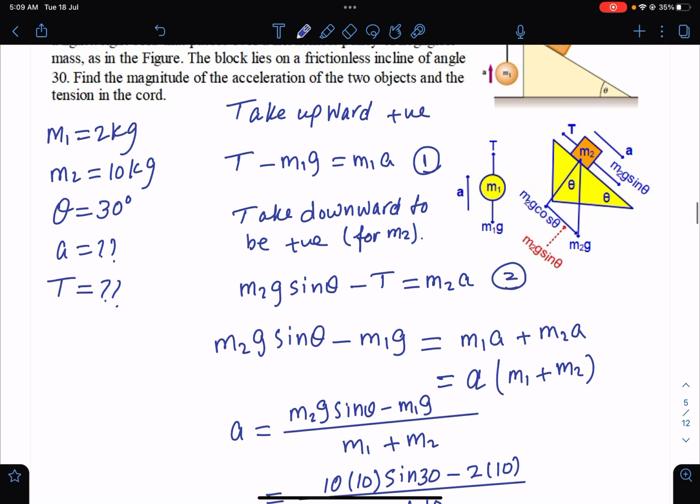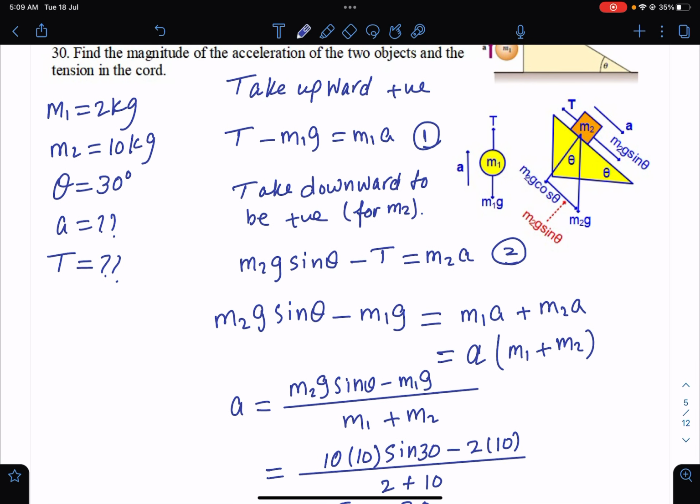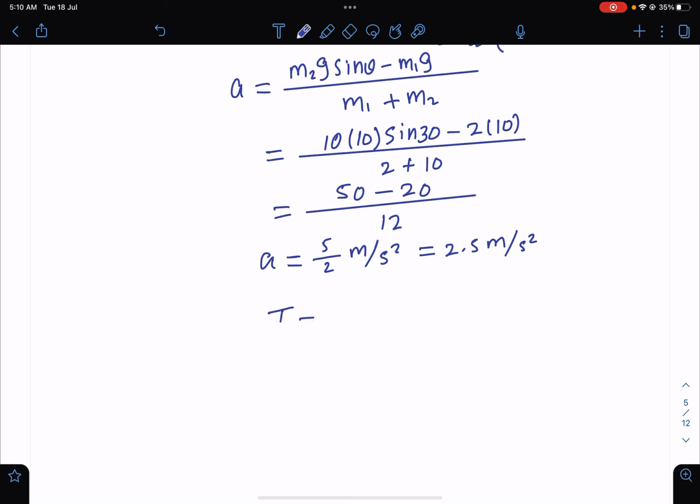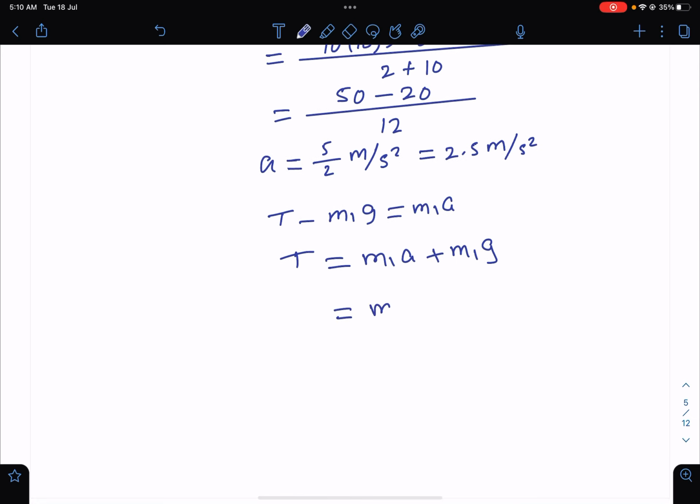And now we can find tension using equation number 1, which is T minus M1 g equals M1 a. Therefore, T equals M1 a plus M1 g. We can take M1 as common factor, a plus g. So T is going to equal 2, which is M1, times 2.5 plus 10. So 2.5 plus 10 is 12.5, times 2 is 25. Therefore, T is 25 Newton.